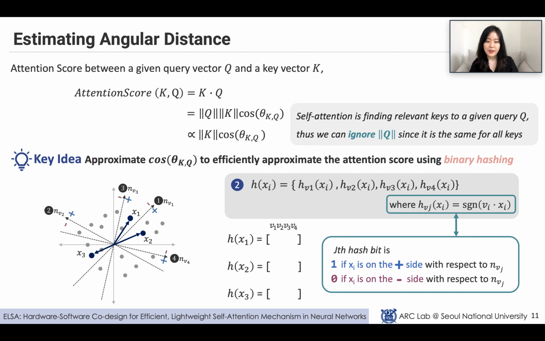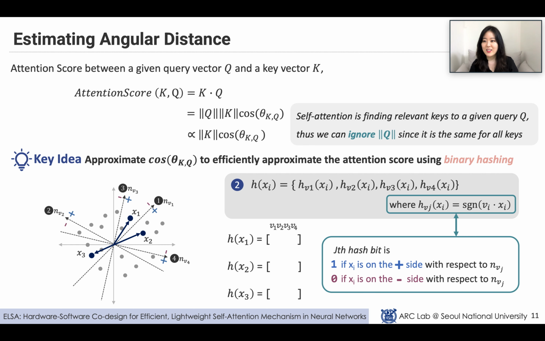Then, for each vector, x1, x2, and x3, we compute the hash value. The hash value is the concatenation of sign values of the dot product between vector x and a random vector. Geometrically, a sign of the dot product between vector x and a random vector is equivalent to inspecting which side vector x belongs to among two partitions defined by each random vector.